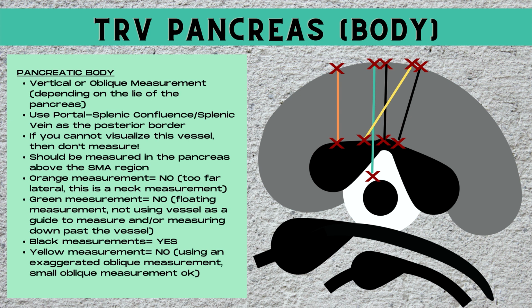The orange measurement is a no. This is too far lateral, too far to the patient's right. This is more of a neck measurement. The green measurement is also a no. I call this a floating measurement, and this is when the vessel is not used as a guide to measure, and/or you're measuring down past the vessel, and/or including a portion or all of the vessel within your measurements. The yellow measurement is also a no. This is using an exaggerated oblique measurement. Small oblique measurements are okay. Exaggerated oblique measurements are not.